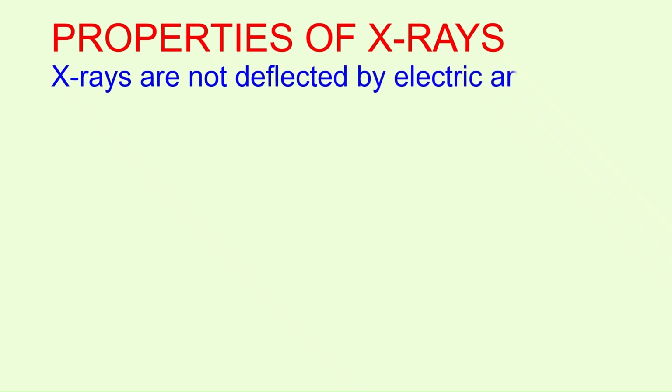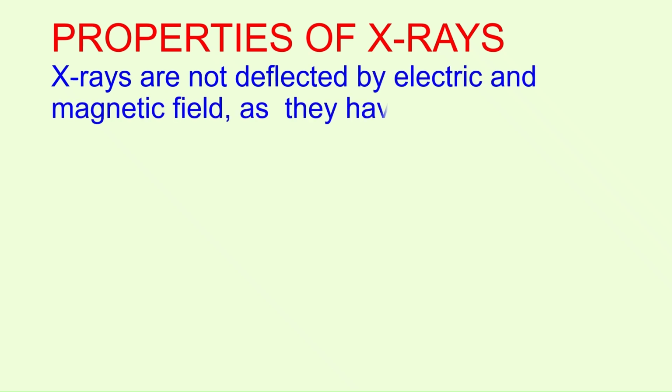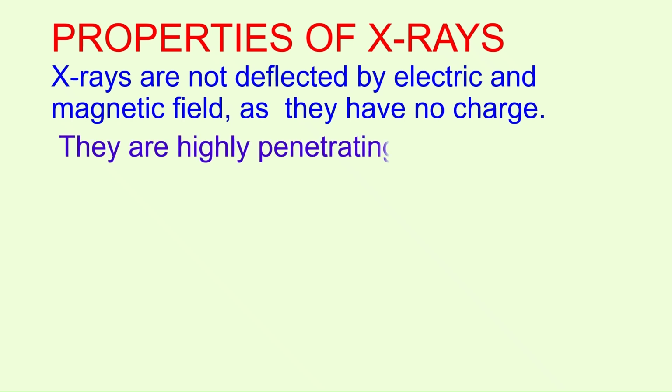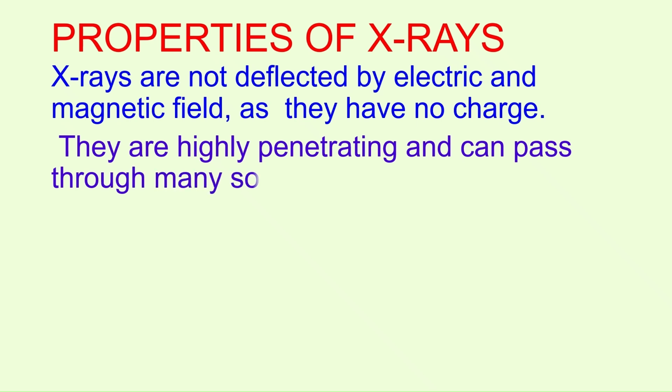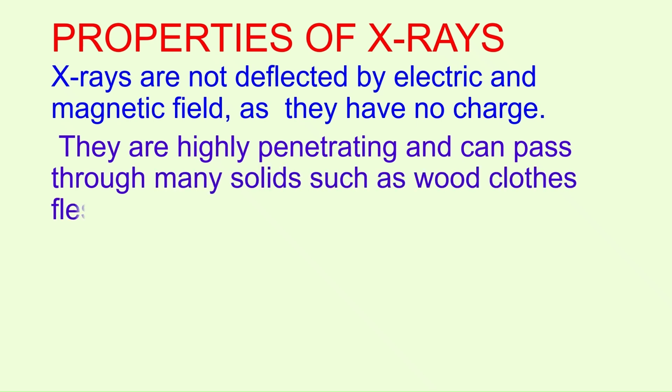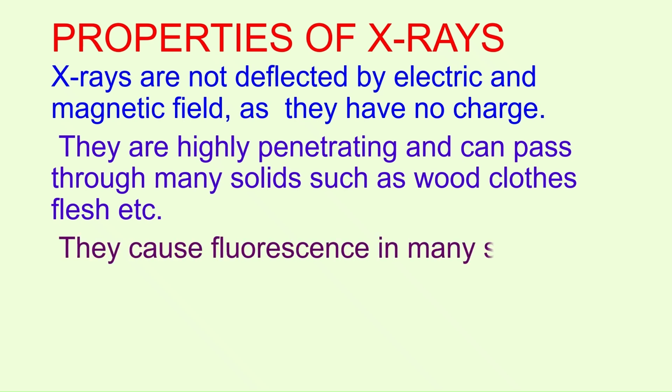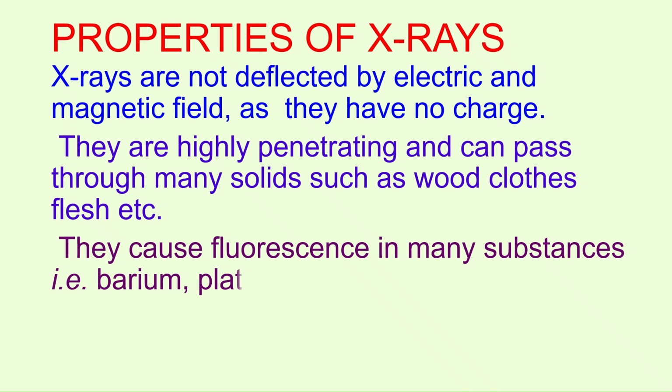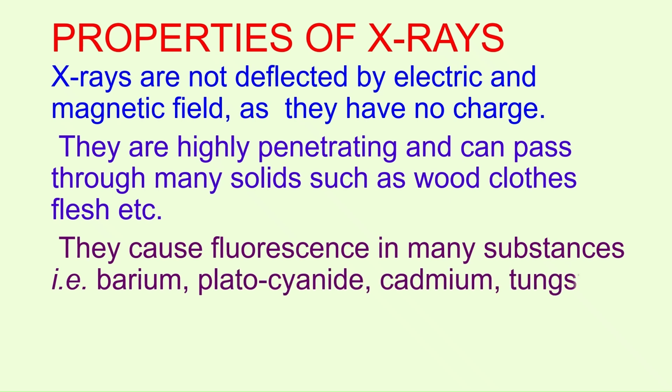Properties of X-rays. X-rays are not deflected by electric and magnetic fields, as they have no charge. They are highly penetrating and can pass through many solids such as wood, clothes, flesh, etc. They cause fluorescence in many substances, like barium platinocyanide, cadmium, tungsten, zinc sulfide, etc.